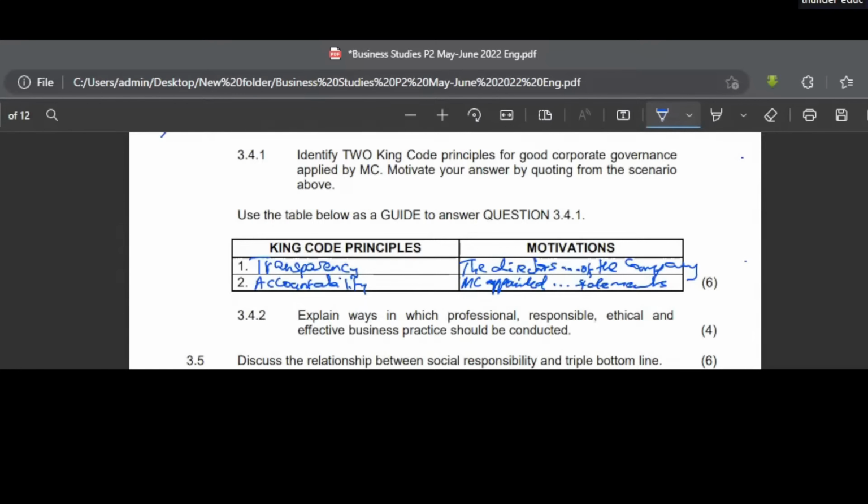Then all in all, you're actually going to score yourself how many marks? Score yourself 6 marks. So now let's move on to the next question.